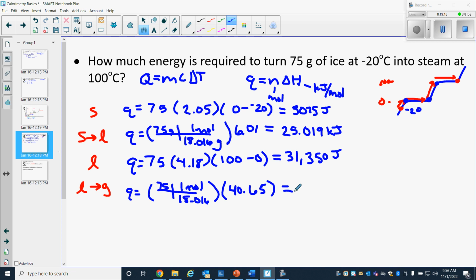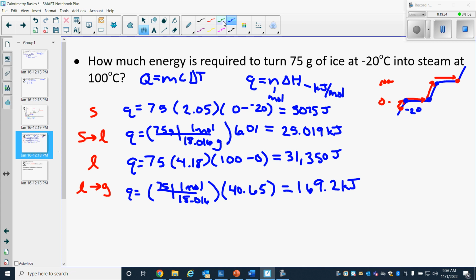So we do the 75 divided by 18.016. That gives us moles. Multiplied by the 40.65. And this step requires 169.2 kilojoules. Now, typically what we do is add everything together to get the total amount of energy that this requires. However, notice that we did not do sig figs, so we have to go back and do that.